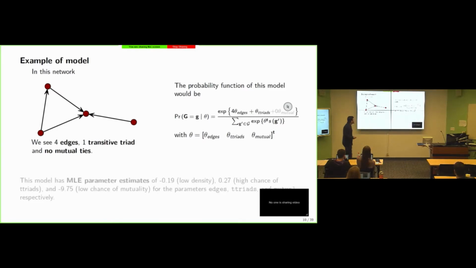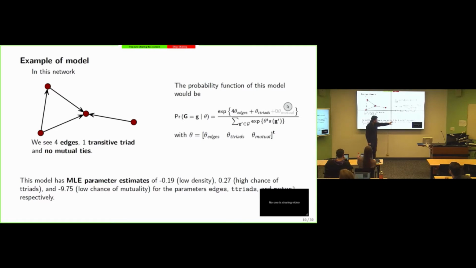In this case, if we compute a maximum likelihood estimator of this small network, which is actually feasible, we will obtain this set of parameters. So the MLE estimate for edges is minus 0.19, which means low density, lower than expected by chance; 0.17 for the transitive triad, which means more frequent than expected by chance; and minus 0.97 for the new plot size, which again is lower than expected by chance.